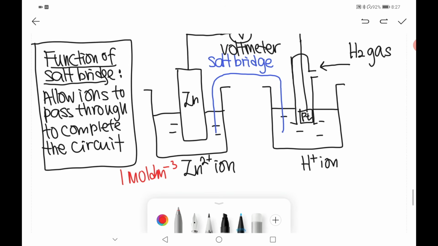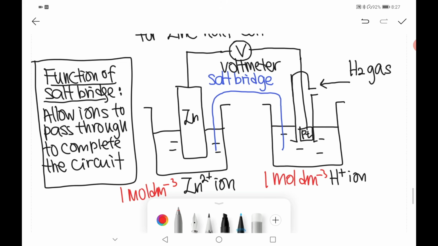So same thing on the right hand side, hydrogen ion solution. The solution must use standard concentration, which is 1 mole per dm3 as well. So here also 1 mole per dm3. Okay, so what else do we need to label?